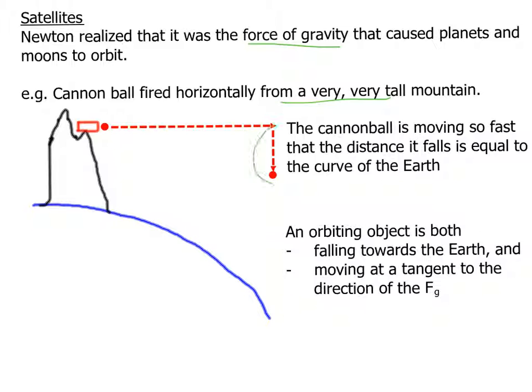As the cannonball falls, the Earth will also curve away. Therefore, this cannonball would be continually circling the Earth at the same altitude. This is the definition of a satellite. So, an orbiting object, or any satellite, is both falling towards the Earth and moving at a tangent to the force of gravity. Therefore, we can draw a free body diagram. So if this was Earth, and you have a moving satellite, it is moving at a tangent to the direction of the force of gravity.